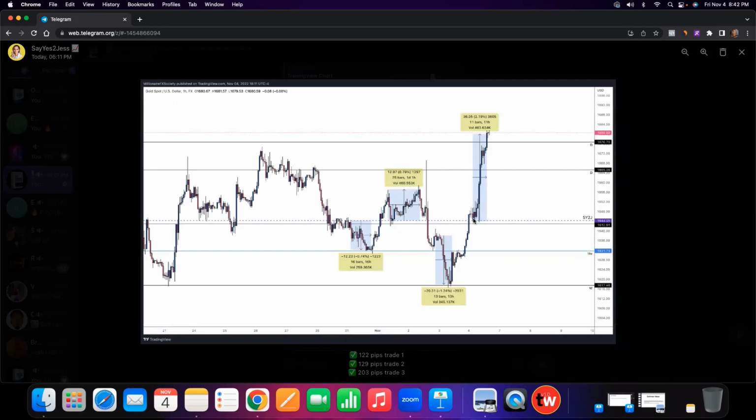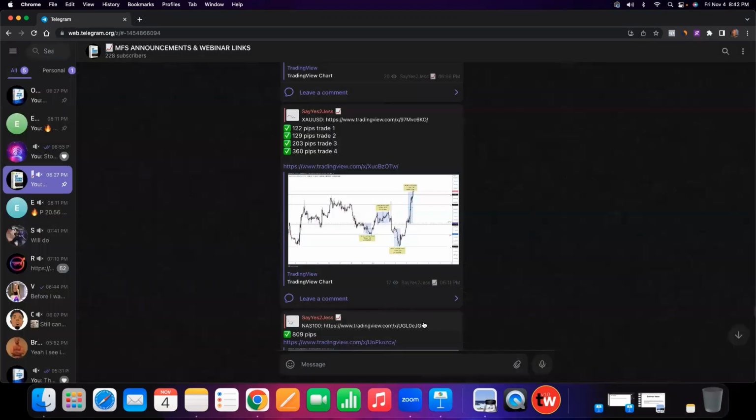However, again, back to my infamous say yes to Jess level, we had a break and retest, minimal drawdown, surpassed my levels, and it was a beautiful trade, 360 pips.